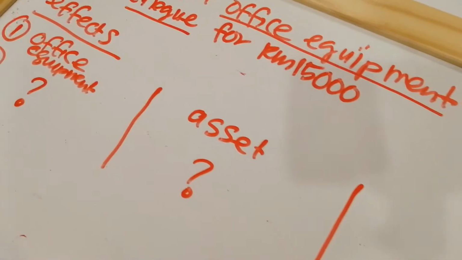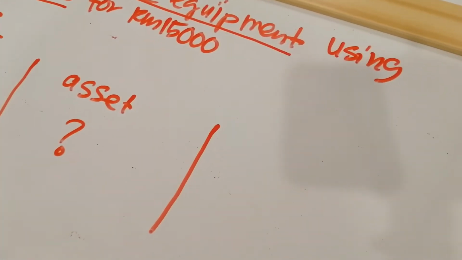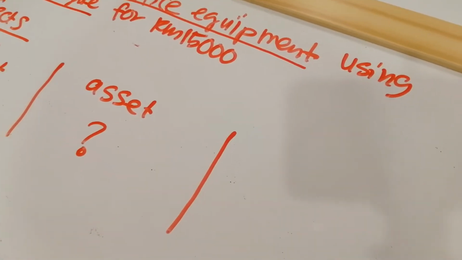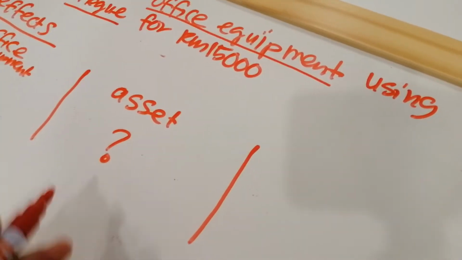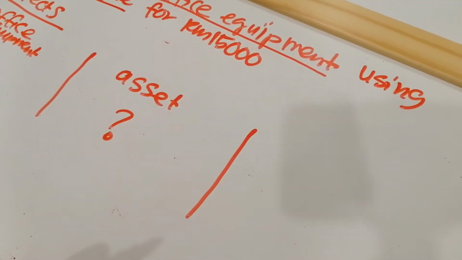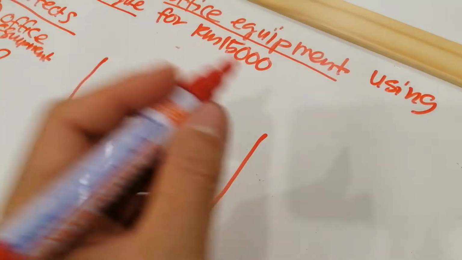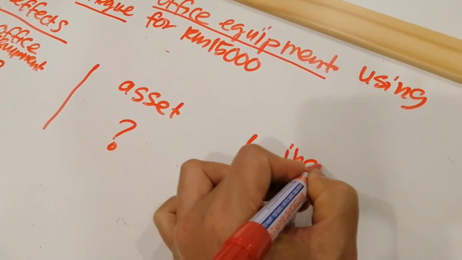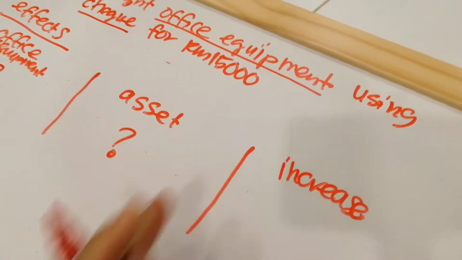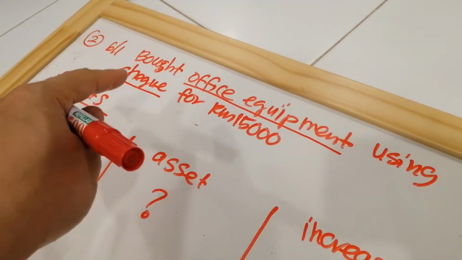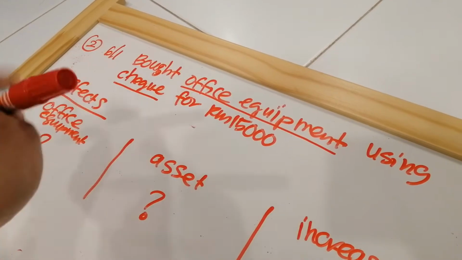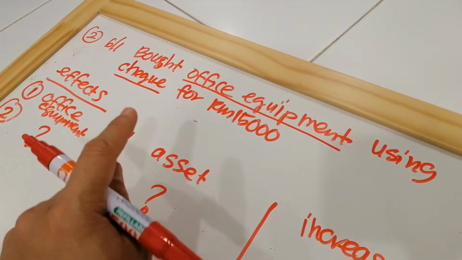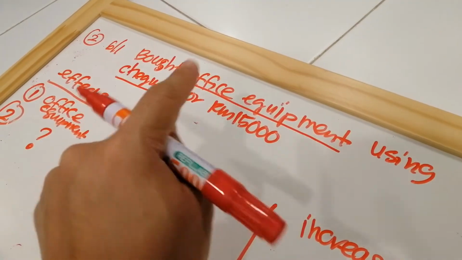So now I'm asking you, from this video, asset for office equipment, what the effects? Increase or decrease? Definitely increase. Because business, not you as individual, business. So business bought office equipment.